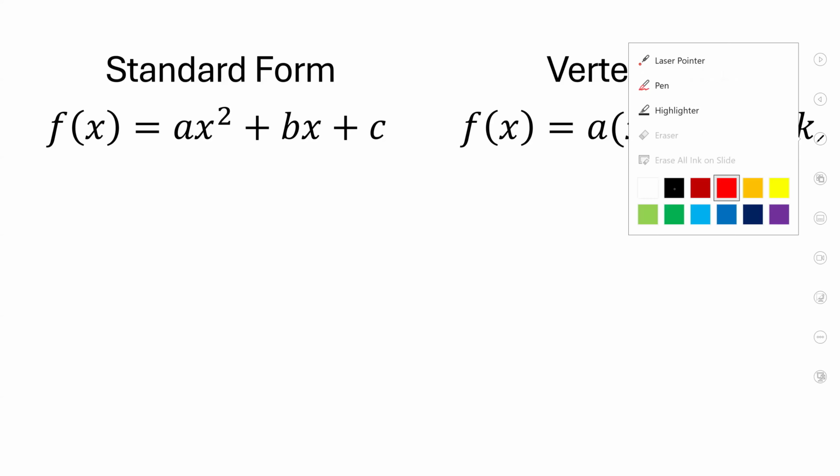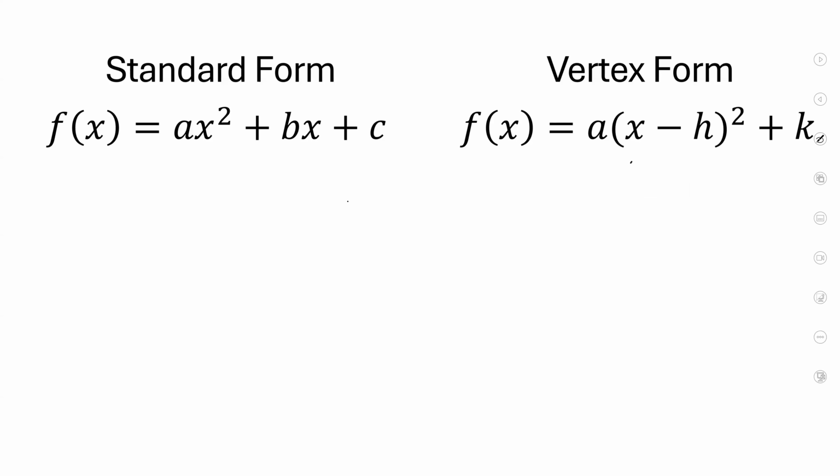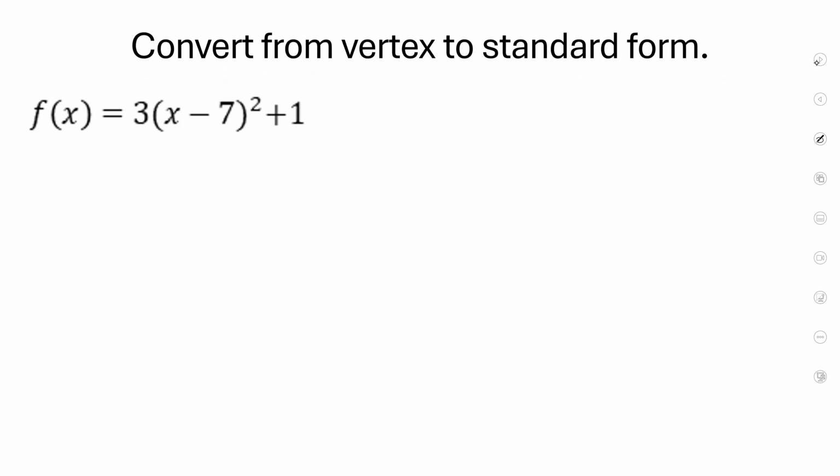First, we're going to convert from vertex form to standard form. So I have a function that is in vertex form. We're going to convert it to standard form. So this exponent of 2 means that I can write x minus 7 2 times.